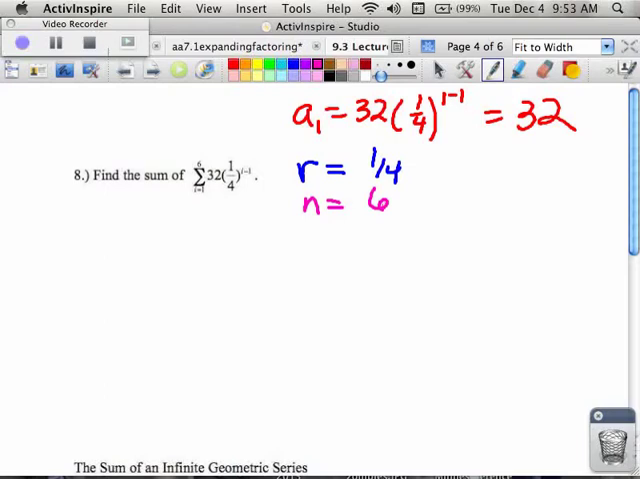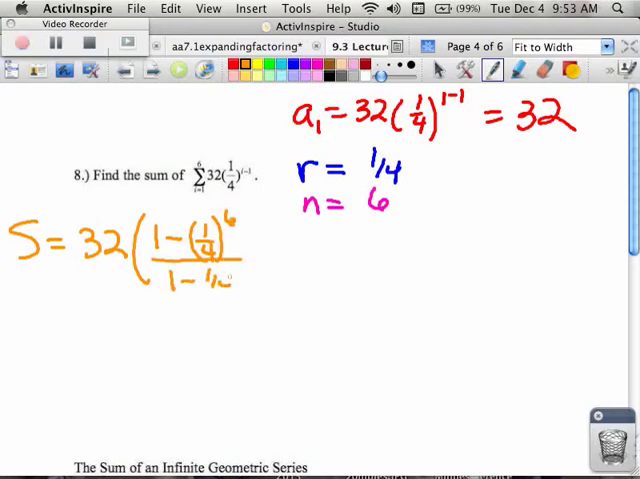So when I'm trying to find my sum, I know that my sum will be equal to 32 times 1 minus my ratio to the 6th power all over 1 minus my ratio. If you type this correctly into your calculator, I get to the nearest 3 decimal places this time, 42.625. Give that a try.